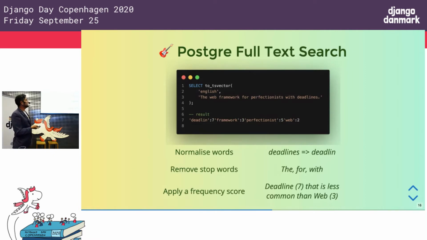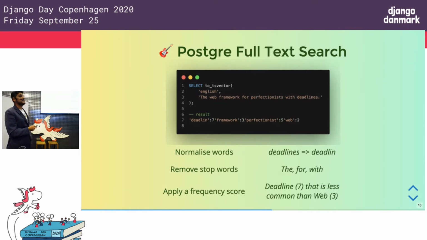First, it's going to normalize it, so deadlines will become deadline. We have removed the final s. If we remove stop words, the, for, and with, they have no more meaning to the phrase, so they will be removed and ignored for the search. Then it will apply a frequency score to each word using how frequent that word is in the English language. So deadline, for instance, is less frequent than web.